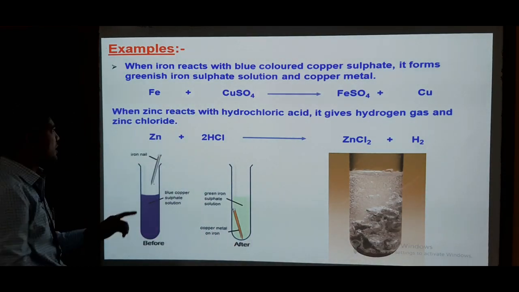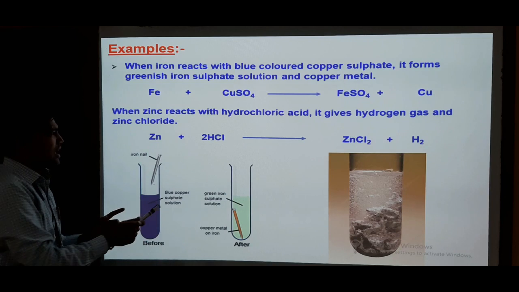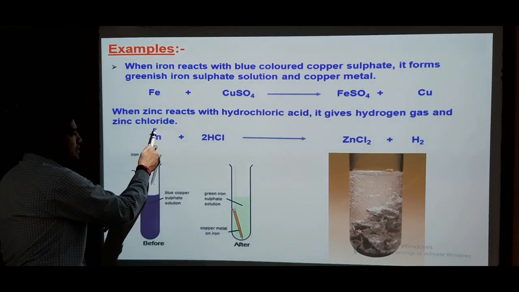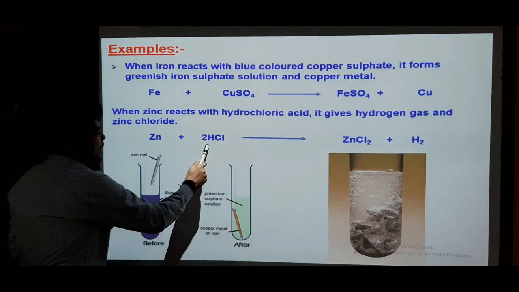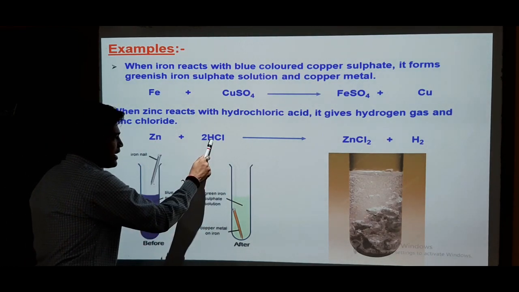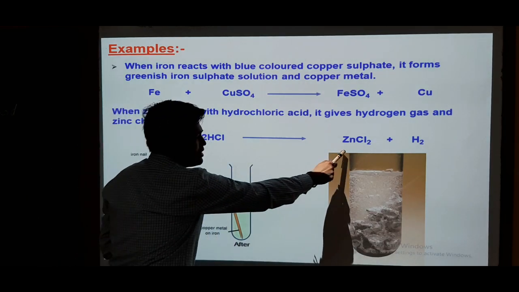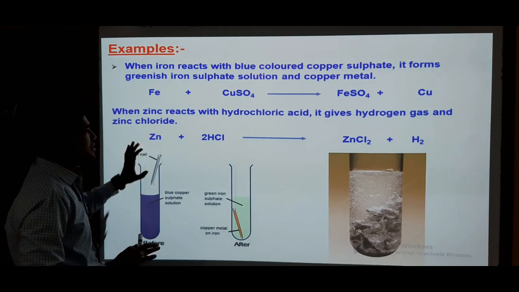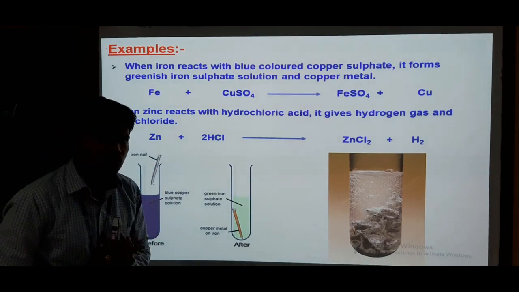Similarly, in the second reaction, zinc reacts with hydrochloric acid. Now here you can see zinc is an element, and there is hydrochloric acid. Zinc replaces hydrogen from its salt solution. You will get zinc chloride plus hydrogen gas. So these two reactions we are going to see by a video.